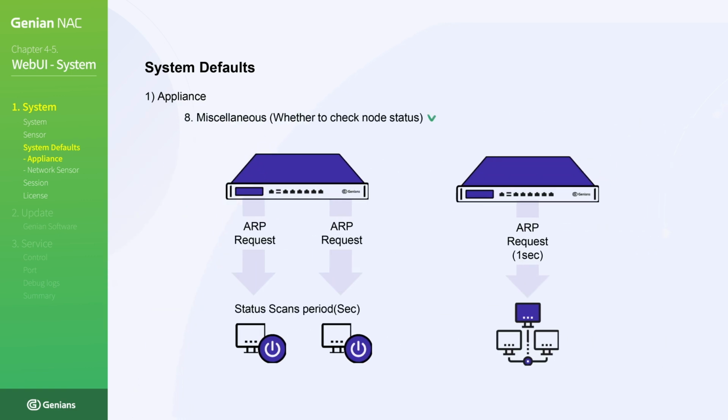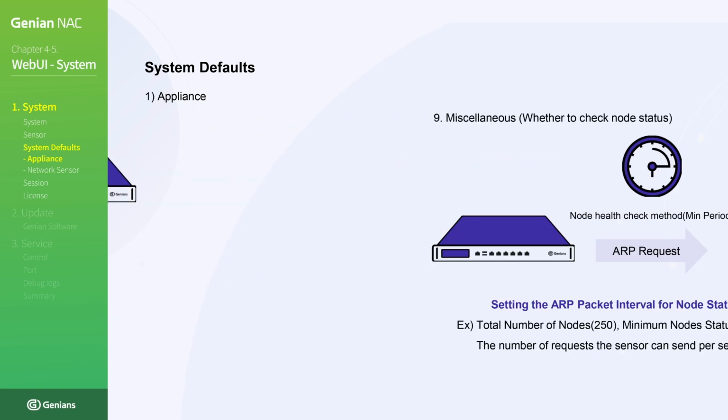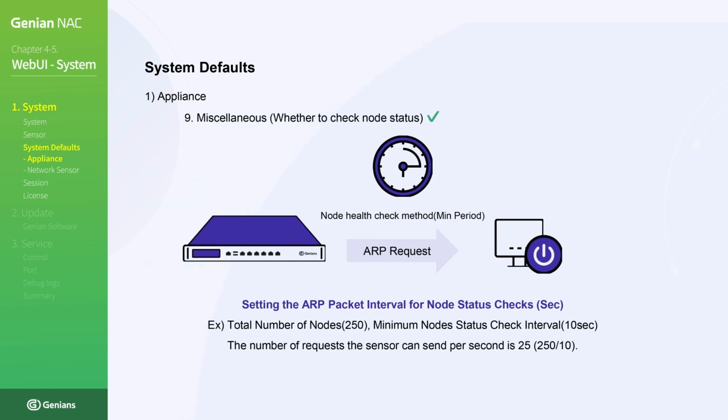The Node Status Check section allows you to configure Node Health Check Method, Status Scans Period. The Node Health Check Method, min period, is a setting for configuring the transmission interval of ARP packets used to check node statuses. ARP packets are sent at the specified interval to monitor the status of nodes.